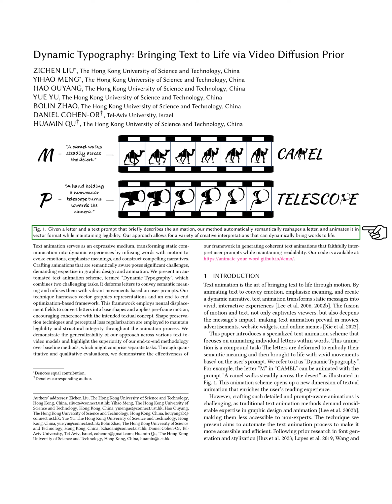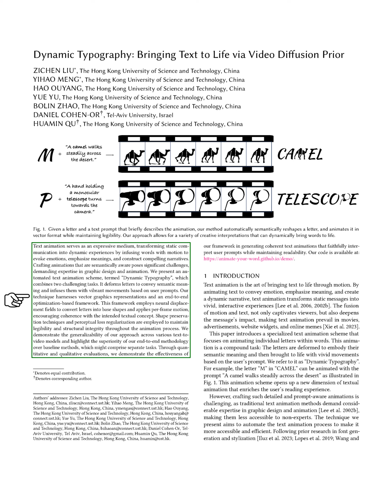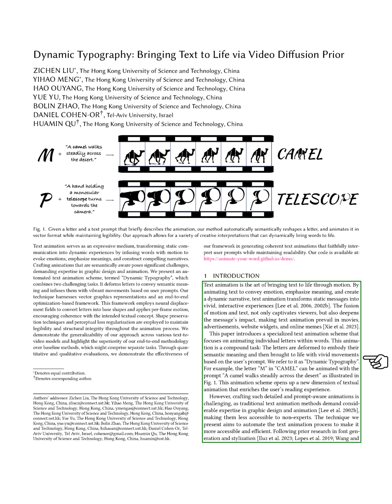Our focus is on animating individual letters within words, a task we call dynamic typography. For instance, we can animate the letter M in the word camel, based on a prompt like, "A camel walks steadily across the desert." This approach enriches the reading experience by adding a new dimension to text. However, creating such detailed and prompt-aware animations is challenging for non-experts due to the complexity of traditional graphic design methods. Our technique aims to automate this process, making it more accessible and efficient.